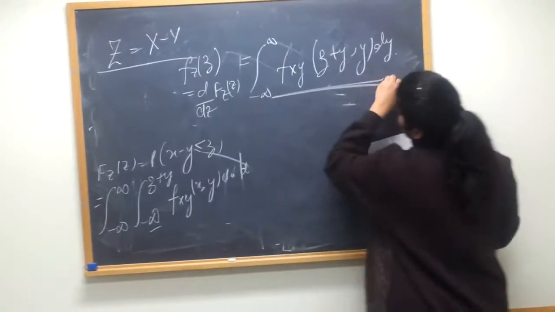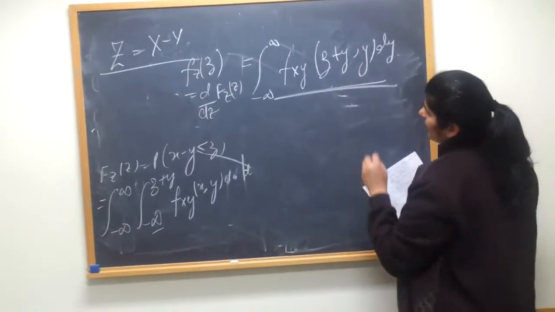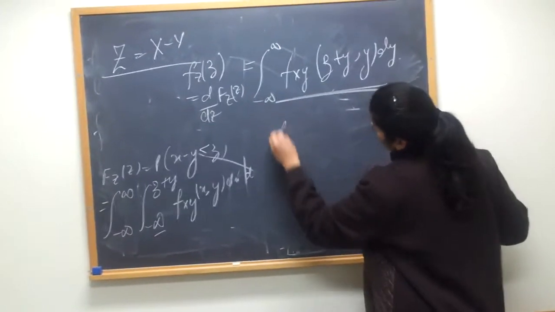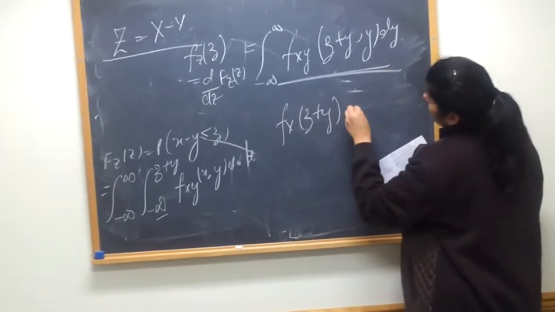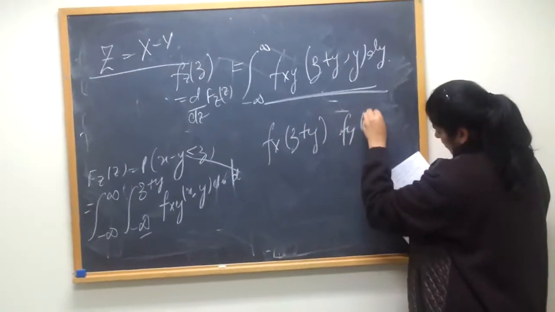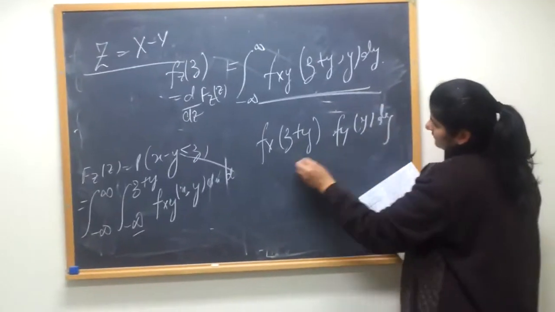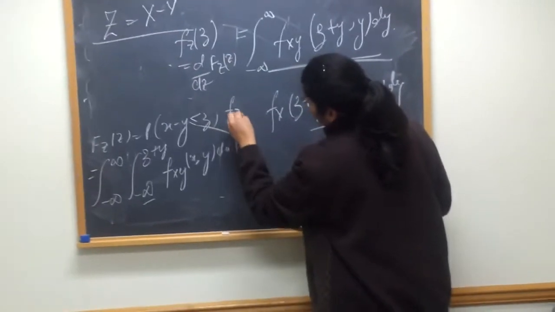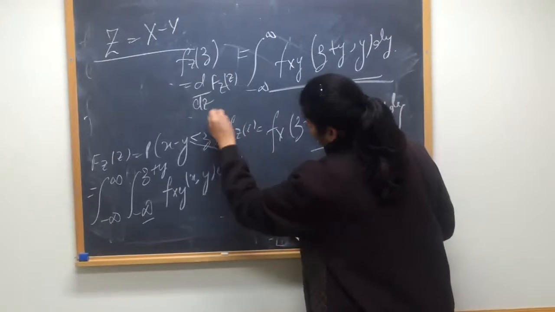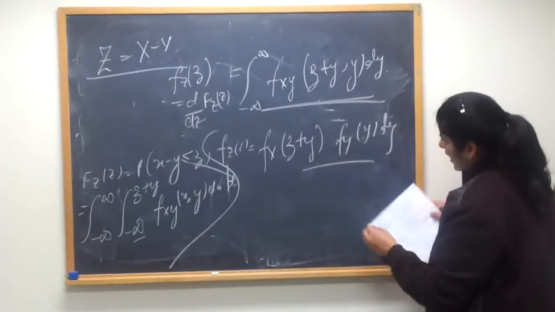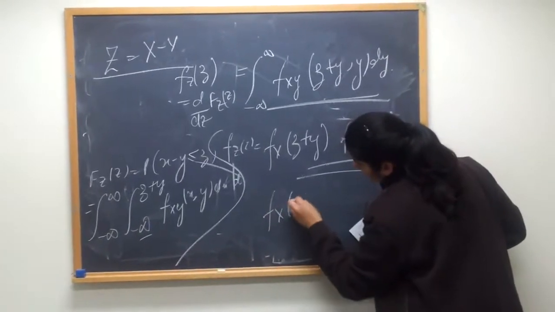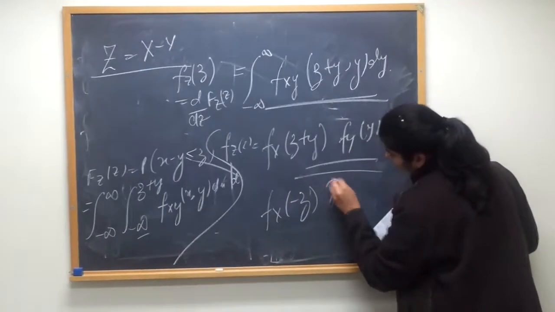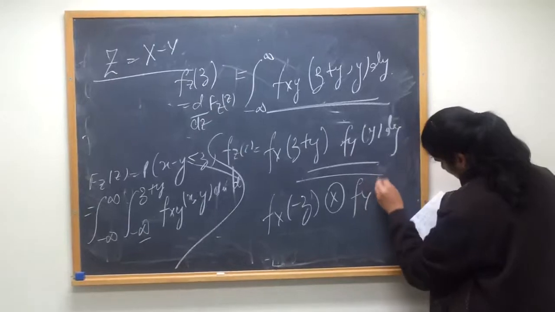Now again, if x and y are given to be independent, we have the product of their marginal densities, that will be f_X(z plus y) times f_Y(y) dy. This would be f_Z(z). So again, this is the convolution of f_X(minus z) with f_Y(z).